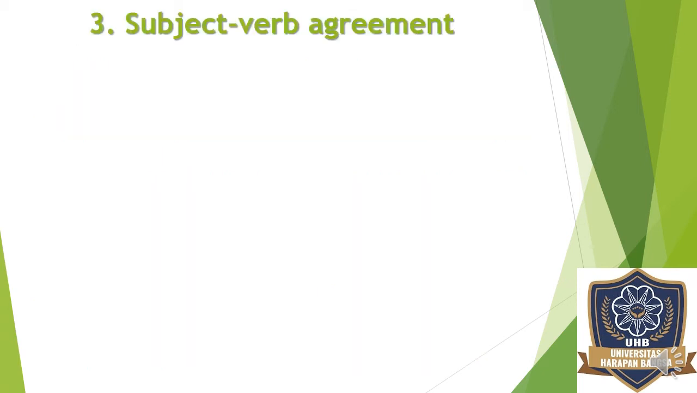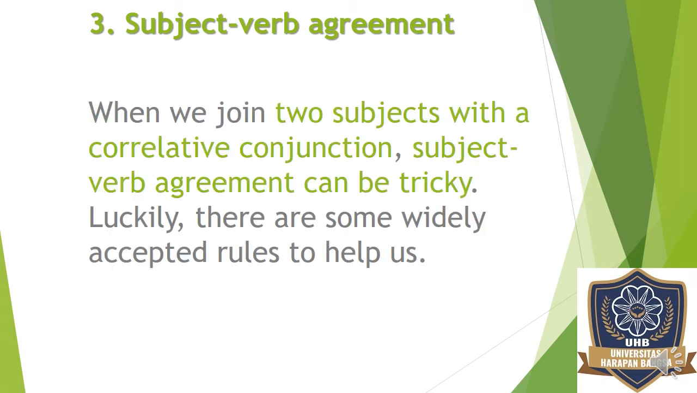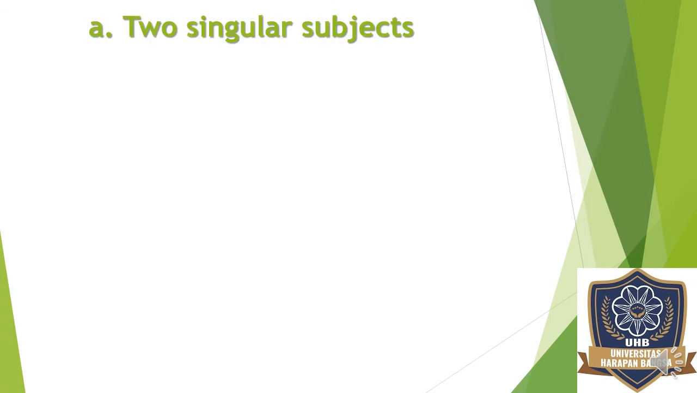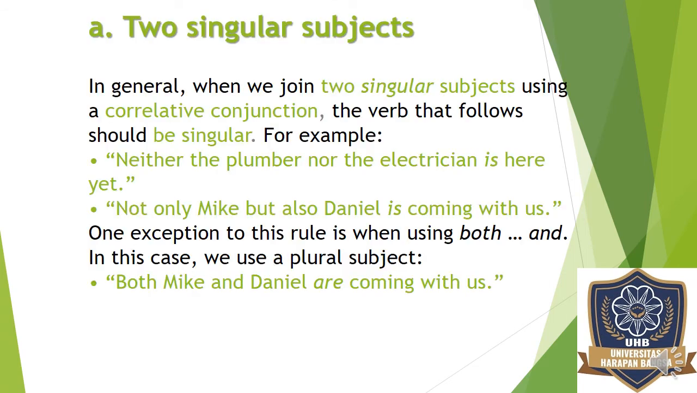Number 3, subject-verb agreement. When we join two subjects with a correlative conjunction, subject-verb agreement can be tricky. Luckily, there are some widely accepted rules to help us. The rules are: number 1, two singular subjects. In general, when we join two singular subjects using a correlative conjunction, the verb that follows should be singular. For example, neither the plumber nor the electrician is here yet.